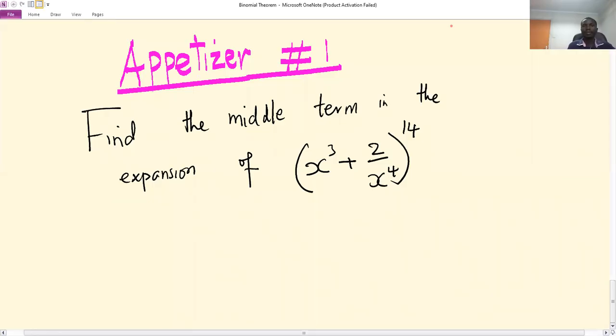Welcome to this session. In this session we have a problem which is testing on the binomial theorem. It is to find the middle term in the expansion of (x^3 + 2/x^4) raised to the power 14.